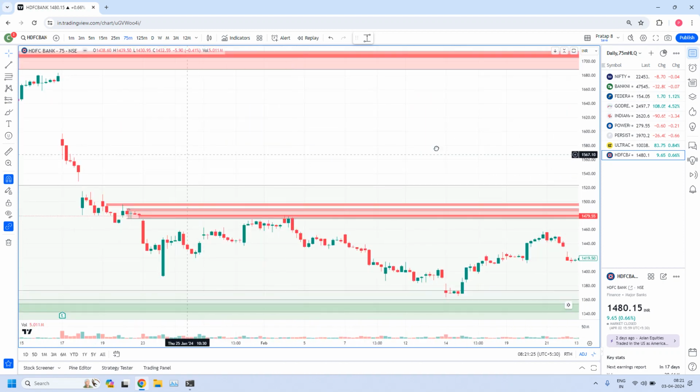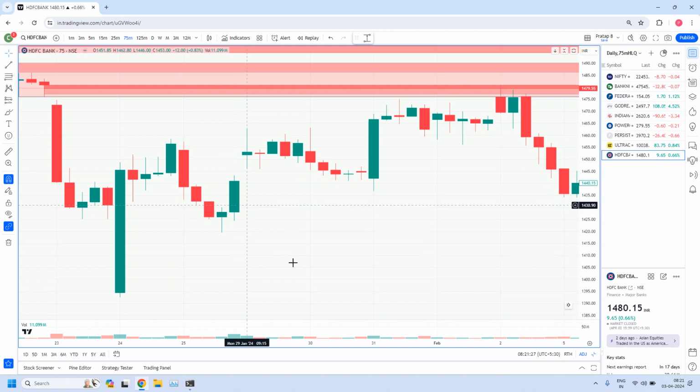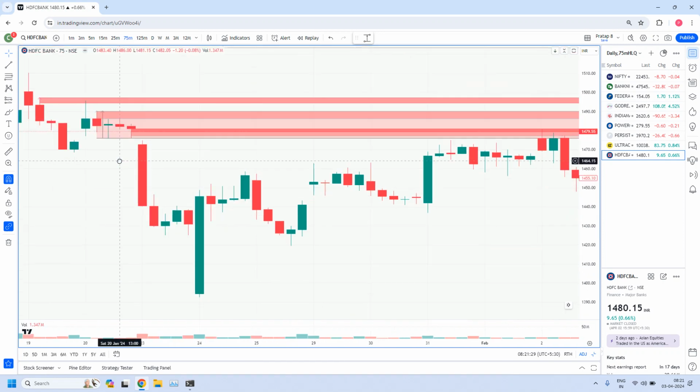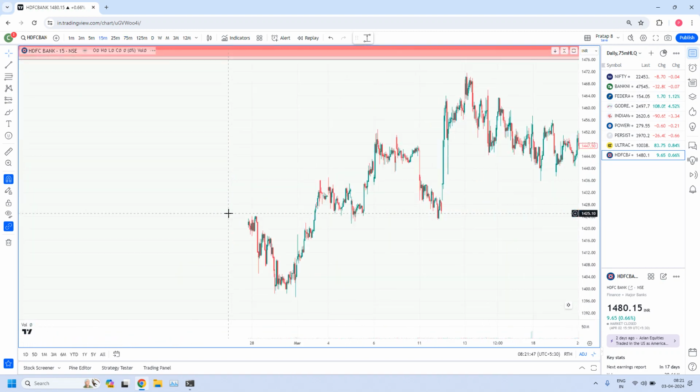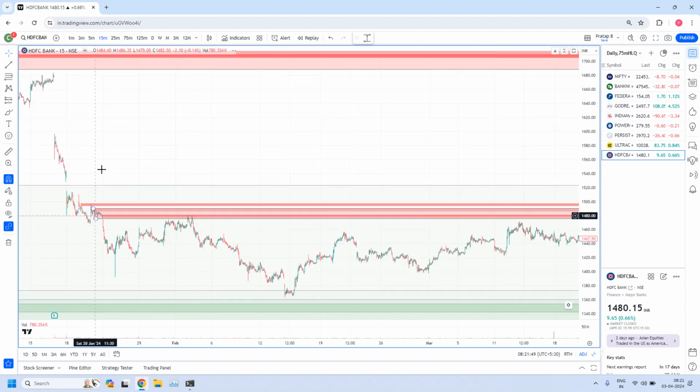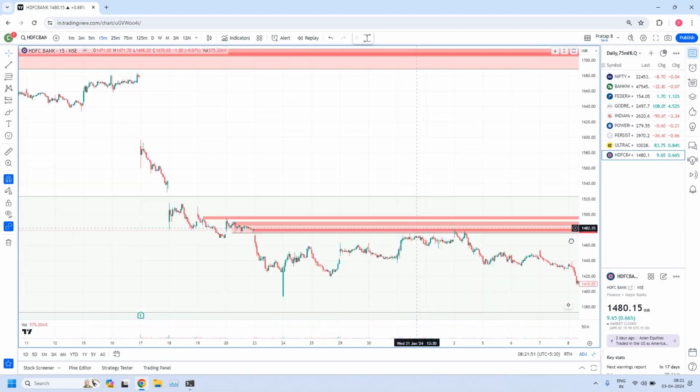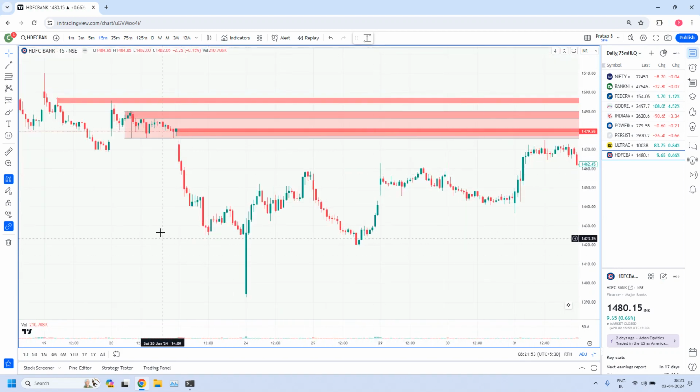So here we have identified a 75 minute zone with the ERC candle and 1, 2, 3, 4 base candles. It is almost the same as the daily zone. Within the 75 minutes, again fine-tuned with a 15 minute zone. Here we identified two 15-minute zones.